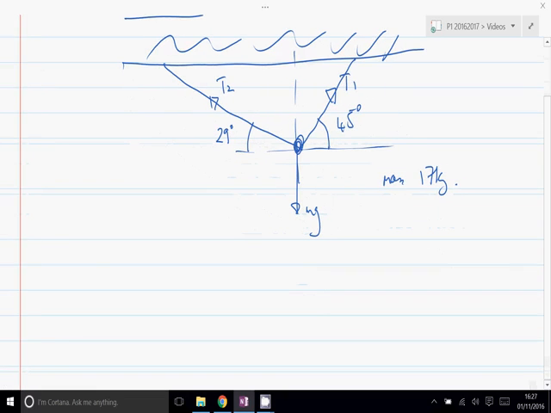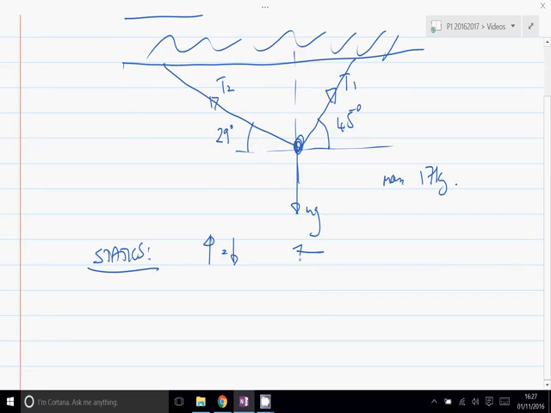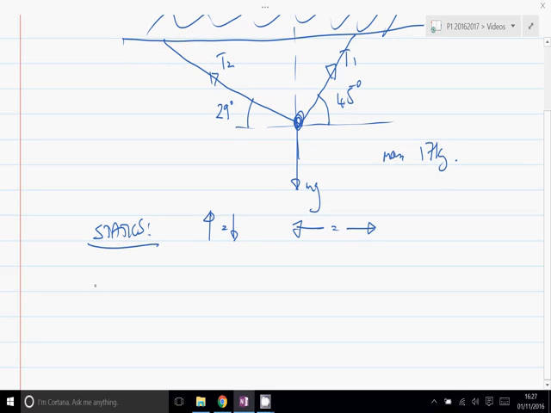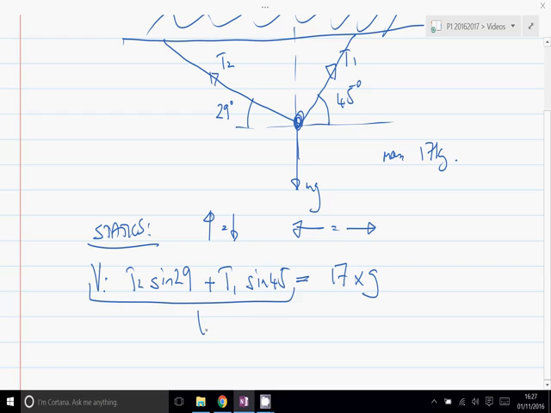So what we need to do, and in every statics problem all you need to do is very simple: you need to put up equals down and left equals right. That's all you have to do. If the body is in equilibrium, it's not accelerating, then the net force must be equal. So what we're going to do here is resolve vertically. Vertically up, T2 sine 29 plus T1 sine 45 is equal to 17 times G. That is up and that is down.